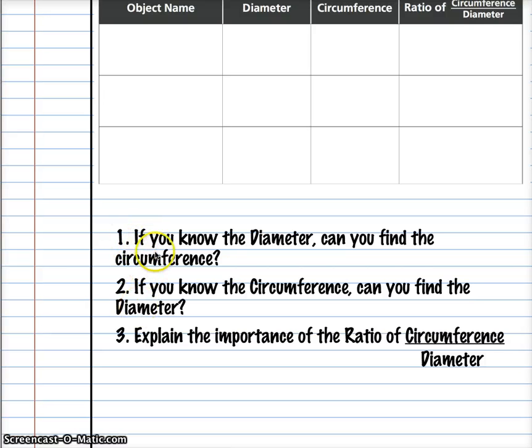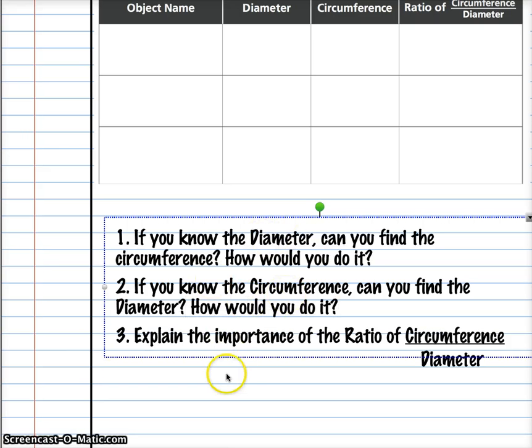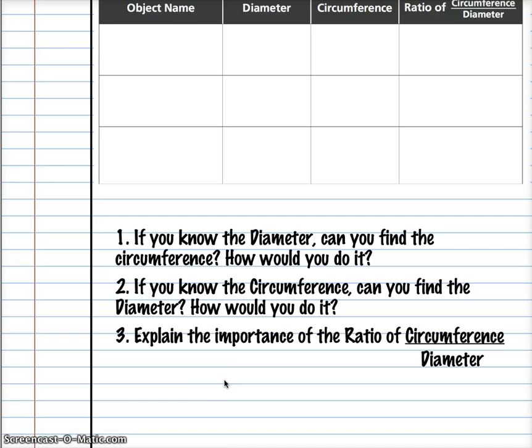So we should be able to answer these questions by the end of our lesson on Tuesday when I see you guys. So if you know the diameter, can you find the circumference, and how would you do it? How would you find the diameter if given the circumference, and vice versa? So not only can you, and how would you do it? Okay, we'll answer these questions after we finish our discovery activity. Most of you guys like to call them experiments. It's just our activity for class. It's just a math version of experiments.